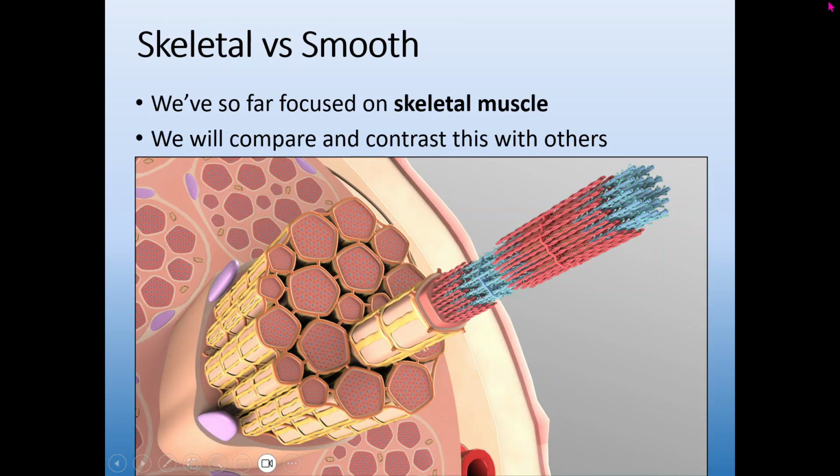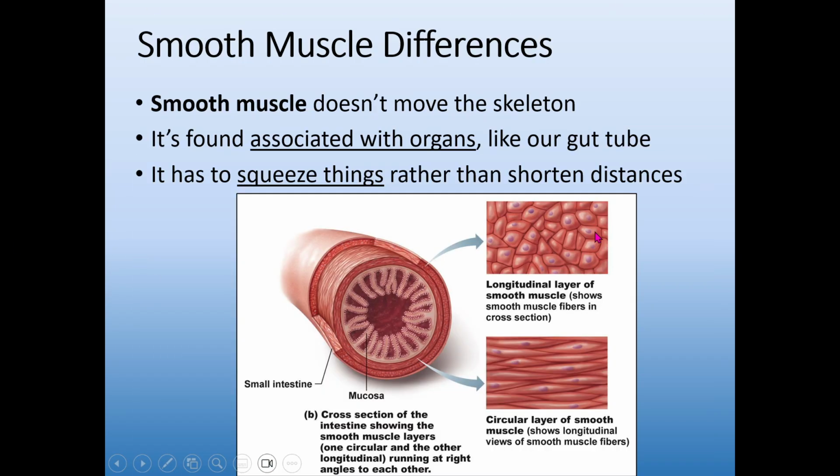All right, so we're going to start with smooth muscle. And really, in the context of this unit, what I'm focused on is how do these other muscle categories compare to skeletal muscle, which is the focus of this unit. So we're going to do a lot of comparing and contrasting. Smooth muscle, obviously, does not move the skeleton. It is only skeletal muscle that is attached to the skeleton for the purpose of moving that structure.